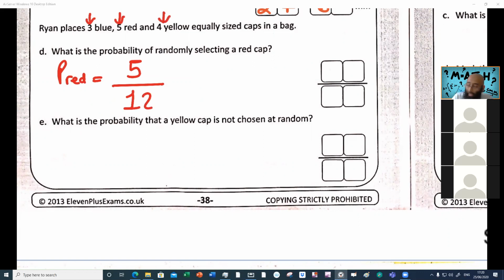Fantastic. Okay, now for question D, can you cancel that down any further, or is that it? That's it. Fantastic, here you go. There's my big 5 there. I've got a big 5.